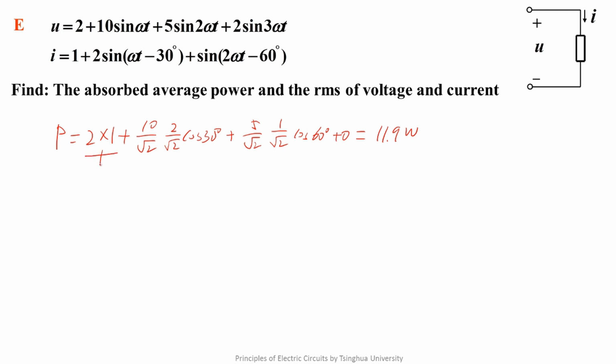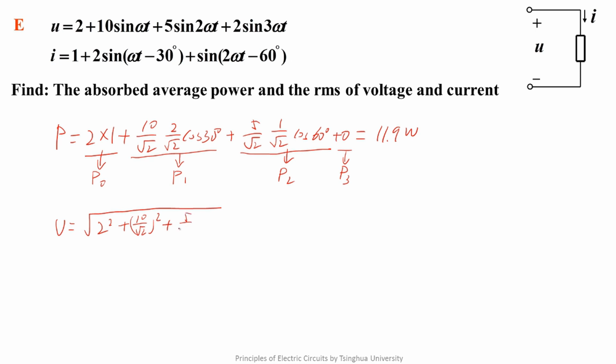You see, this part is a DC power, this part is a fundamental wave power, this part is a second harmonic power, and this part is a third harmonic power. Then we solve the RMS for the voltage. Then we solve the RMS for the current.